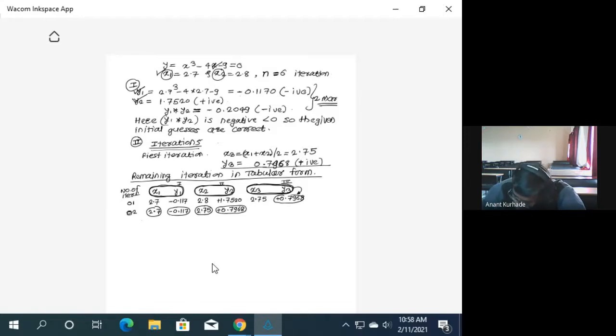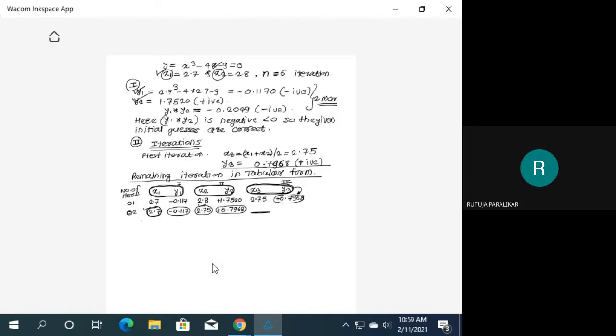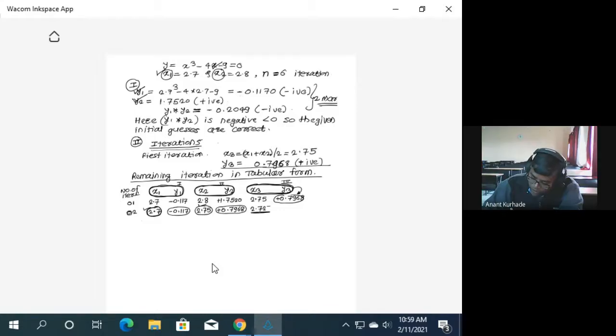So here we have replaced the third pair with the second pair. Now you have to find the value of x3. How can you find x3? This x1 plus this x2 divided by 2. Tell me what is x3? 2.7 plus 2.75 divided by 2. What is the value? 2.725. Okay, now we have x3.